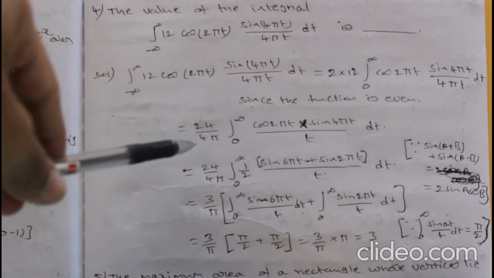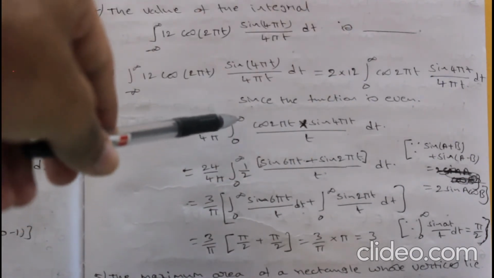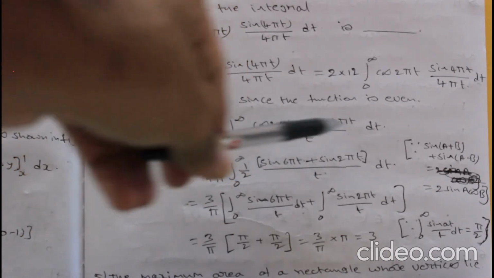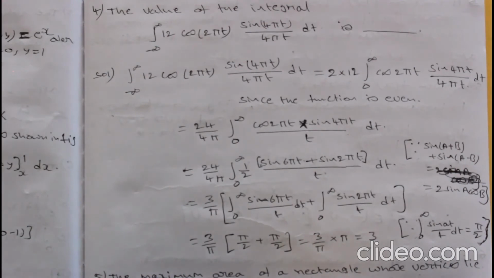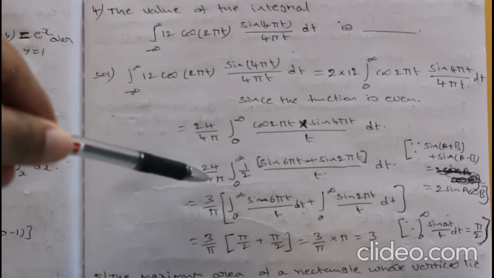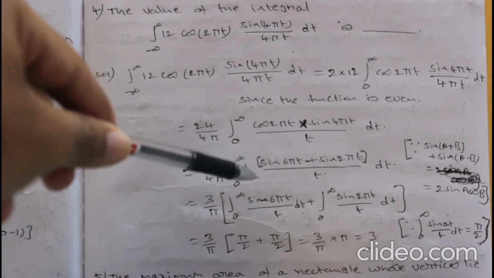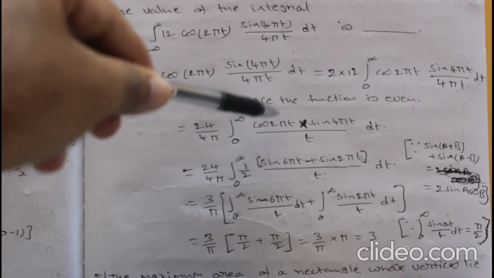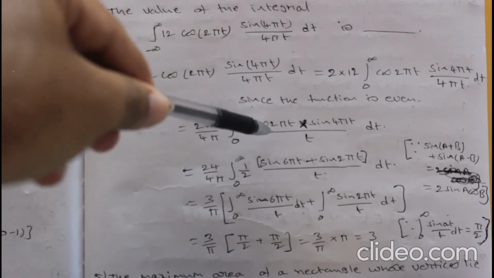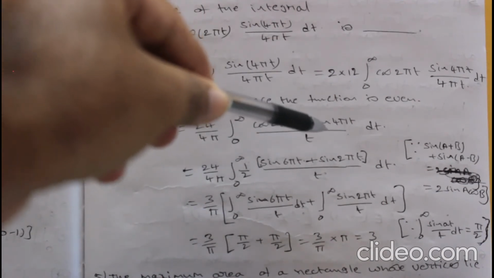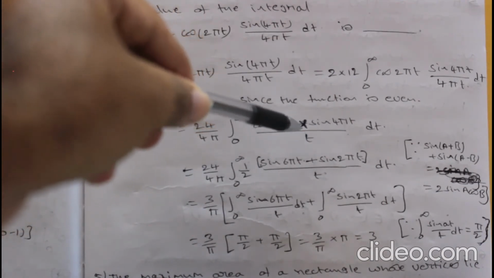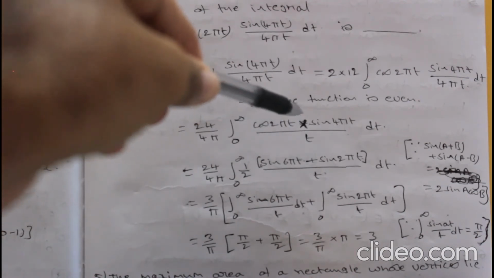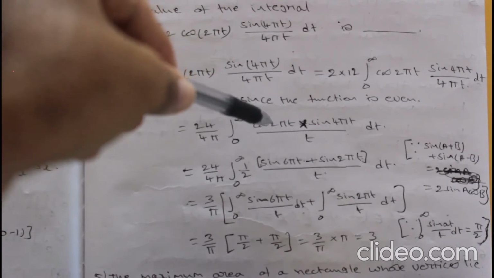Bring this 4 pi outside. So 24 by 4 pi integral 0 to infinity cos 2 pi t into sin 4 pi t by t dt. Okay, so that is equal to 24 by 4 pi integral of 0 to infinity half. See friends, here it is in the form cos 2 pi t sin 4 pi t by t. That integration will be complicated to do, so we have to simplify this.